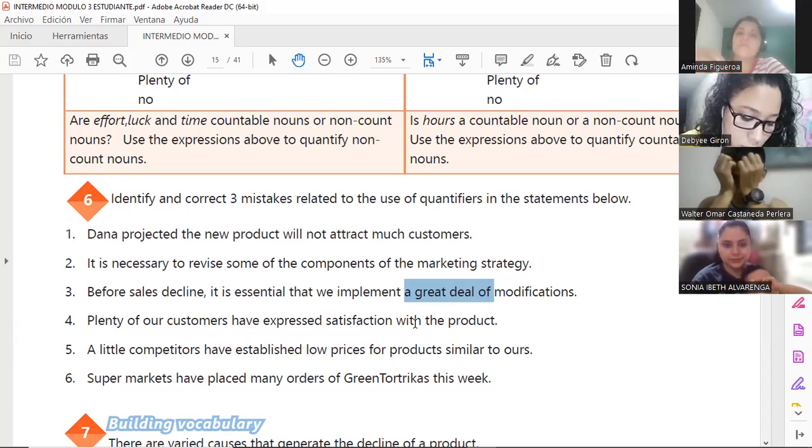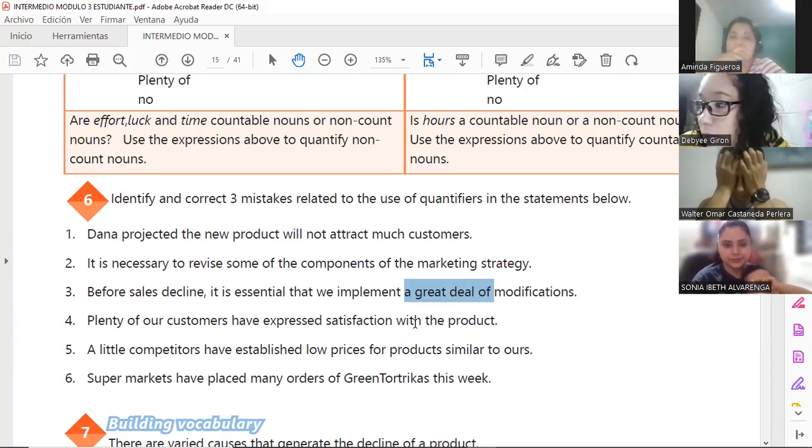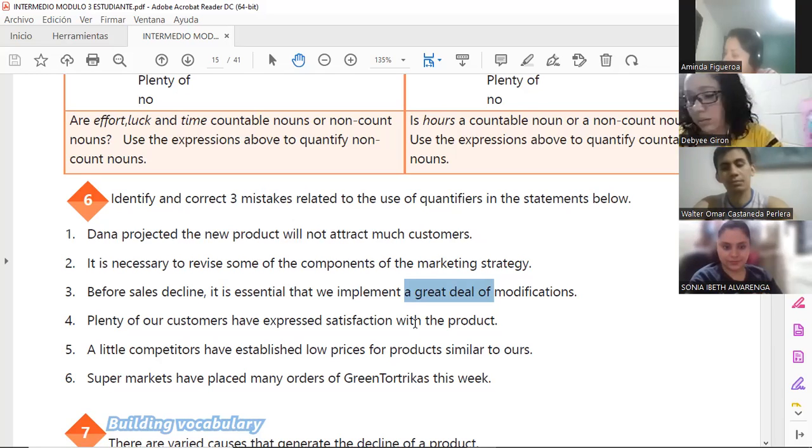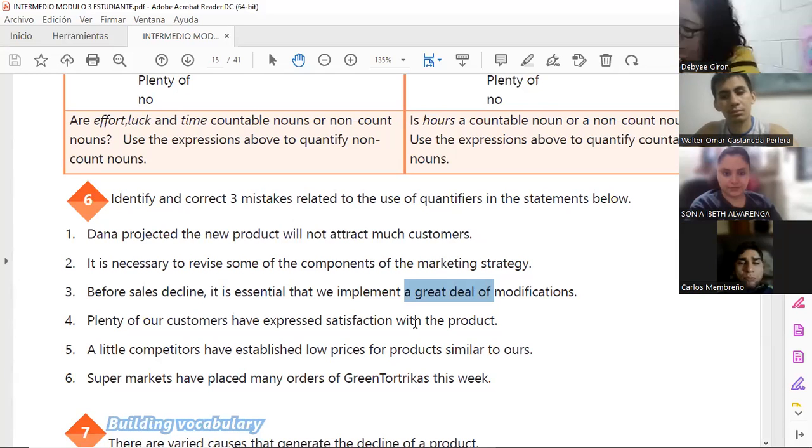Now let's go to number four. We find two mistakes. Ya encontramos dos errores, right? So, number one, mistake. Number three, mistake. Now, number four, volunteers, yeah. Please.